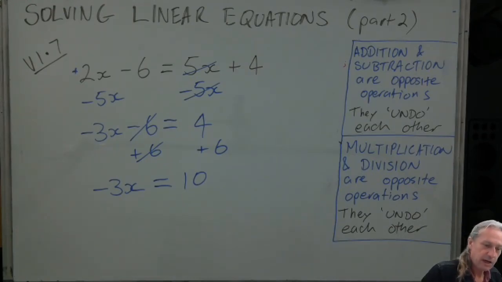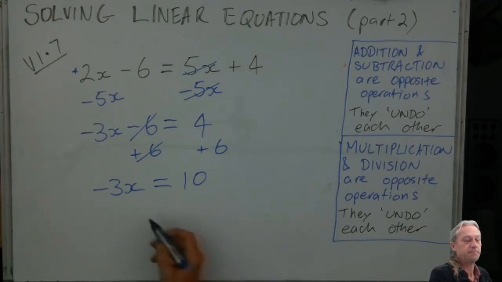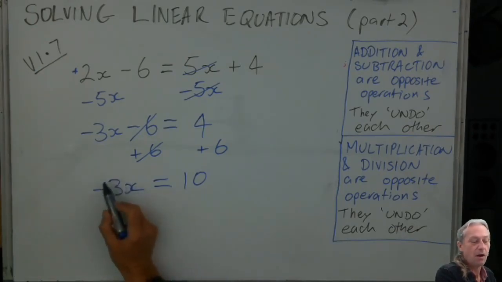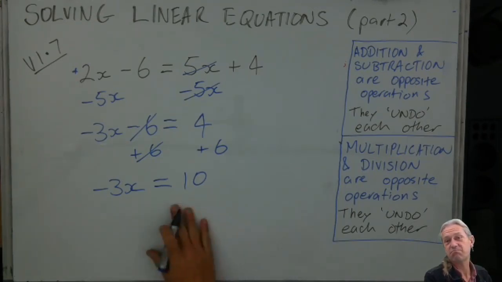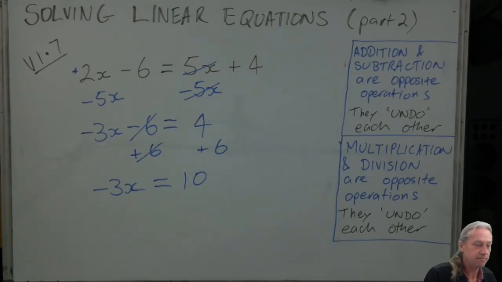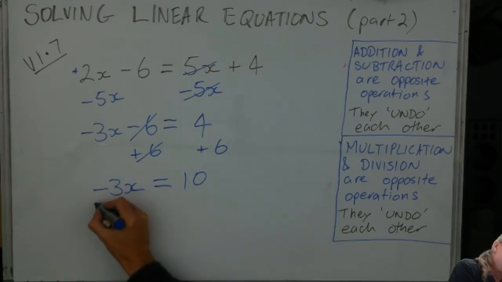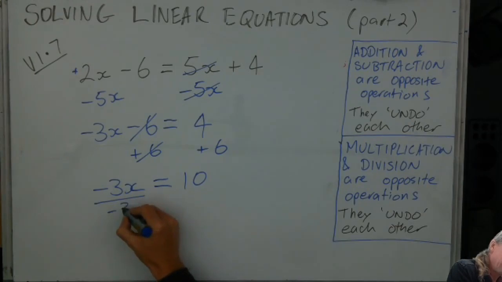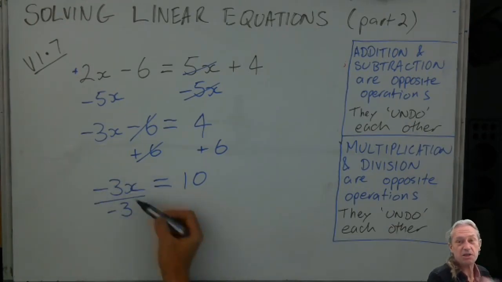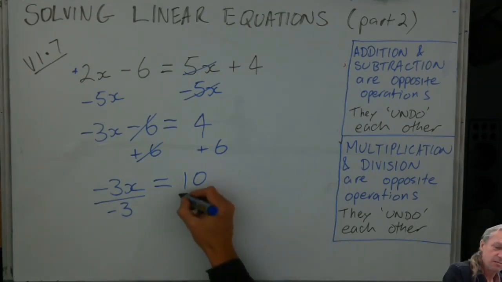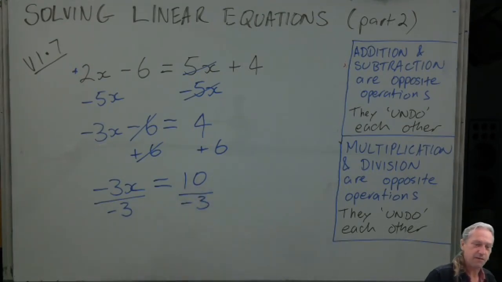Okay, so we've got one final step. Our unknown thing, when it's multiplied by negative 3, it equals 10. So we're going to end up with a bit of a messy fraction, but that's okay. So I'm going to divide both sides by negative 3, so we can get rid of the negative 3 and we just end up with 1x. But I have to divide this side by negative 3 as well.